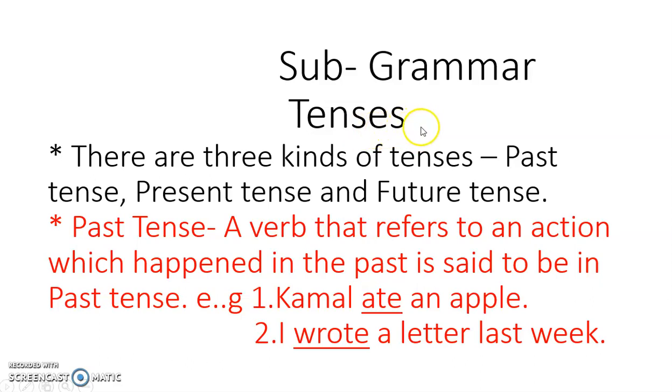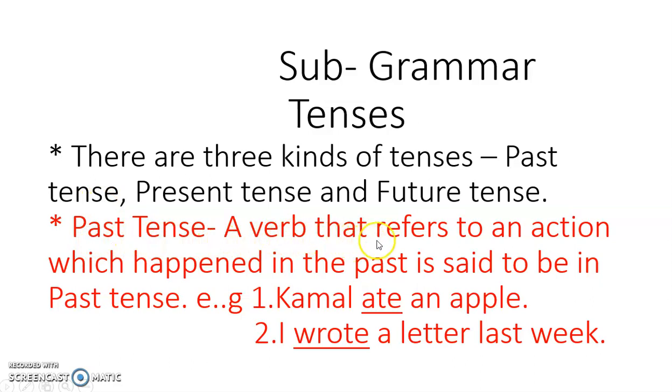When a particular thing happens, it tells you about the time. So tenses means time. There are three kinds of tenses. In grammar, there are three kinds of tenses. They are past tense, present tense, and future tense. I repeat, past tense, present tense, and future tense. Now let us see what is past tense.